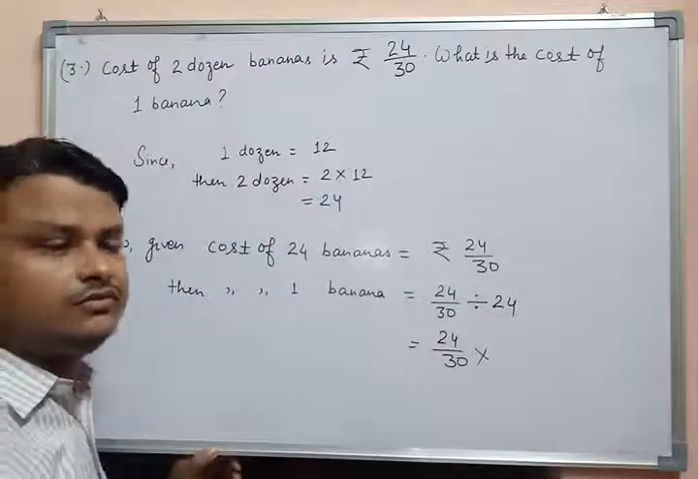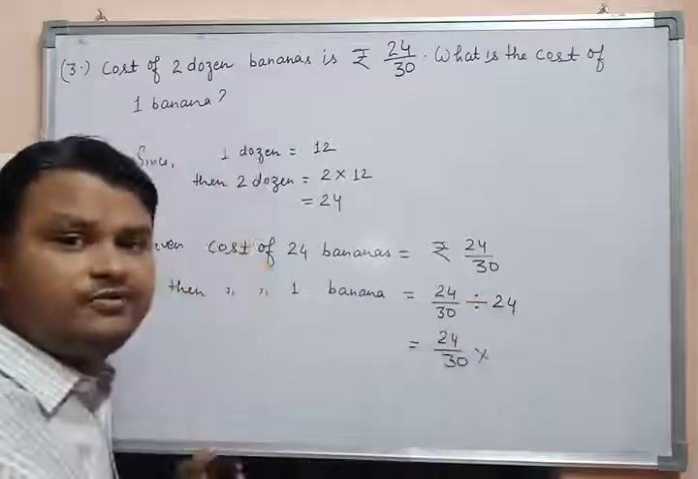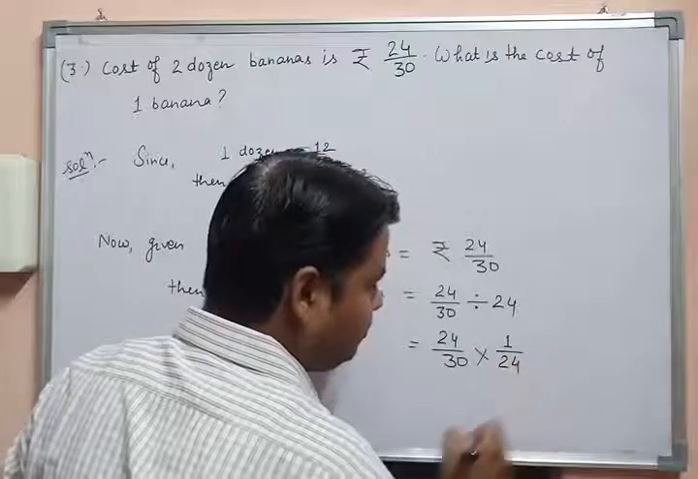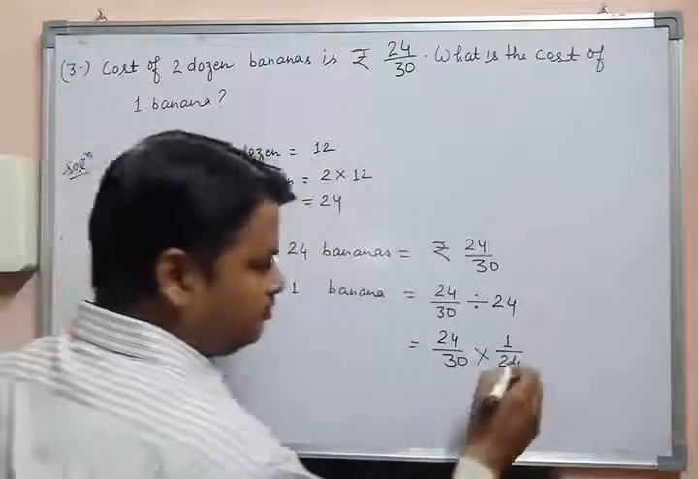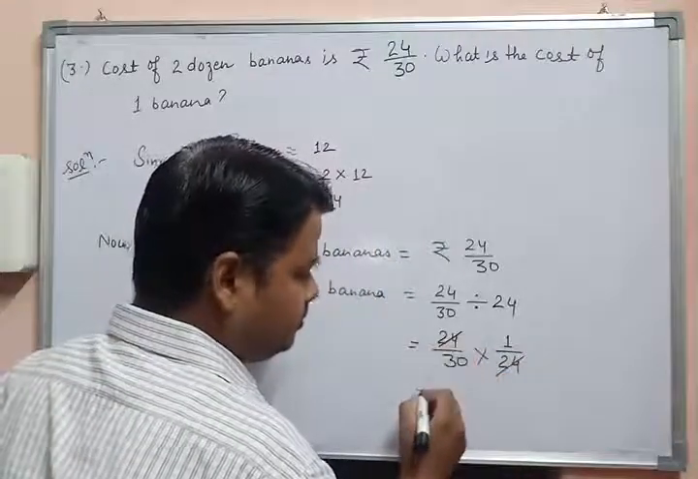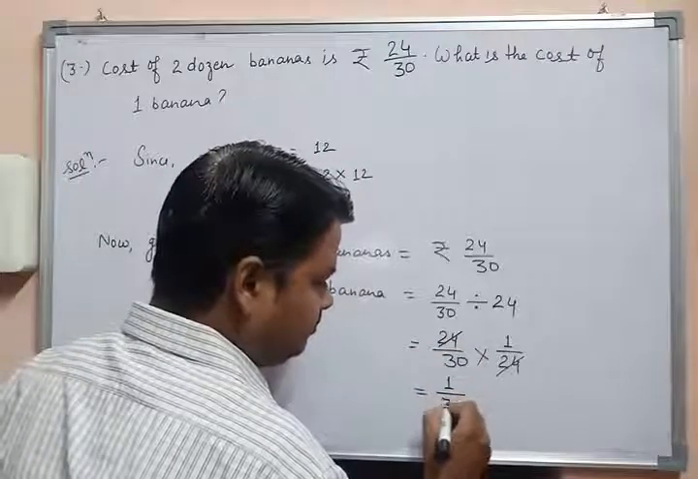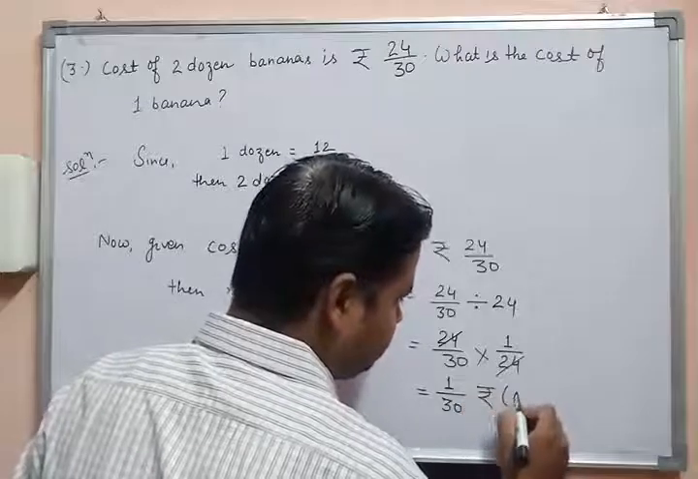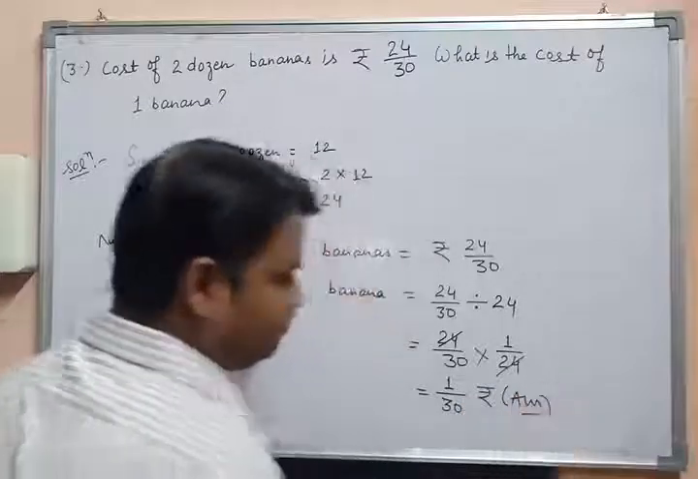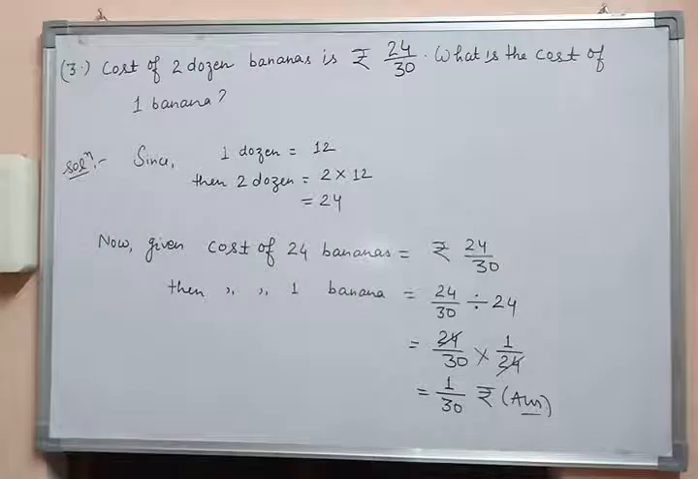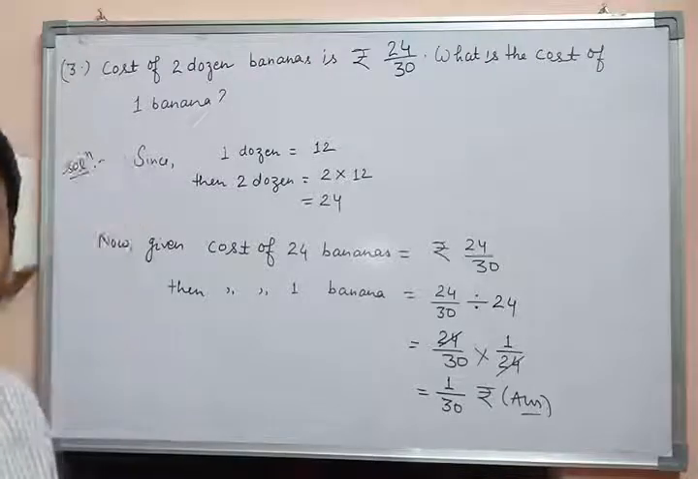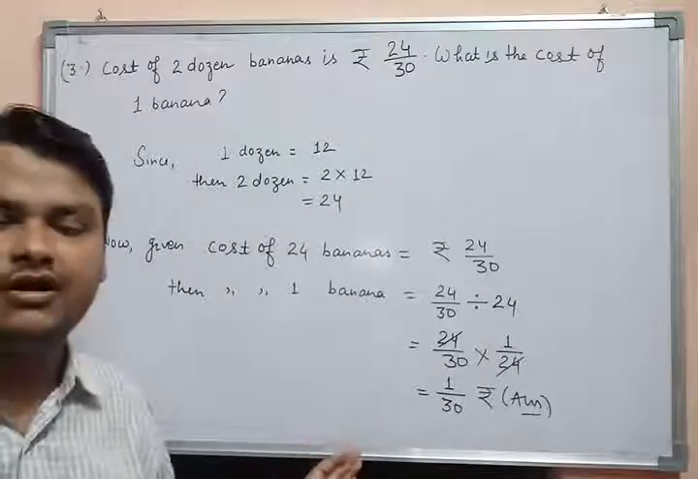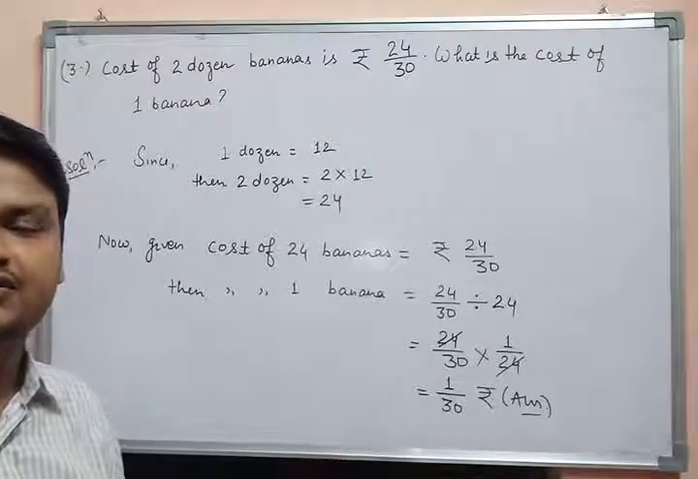So what is the reciprocal of 24? It is 1/24. Now 24 and 24 cancel, then we will get 1/30. So students, this is the answer of this question: the cost of 1 banana is equal to 1/30. Pause the video to note it down in your copy or take a screenshot.